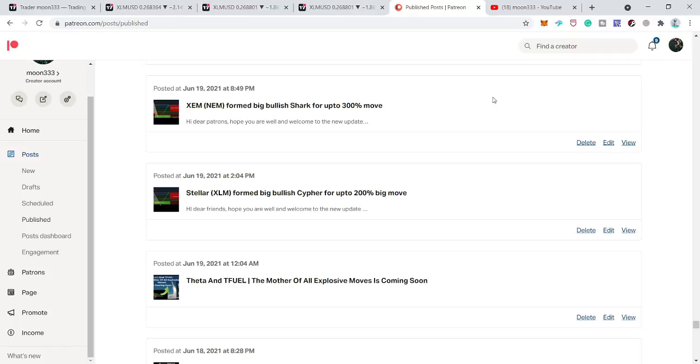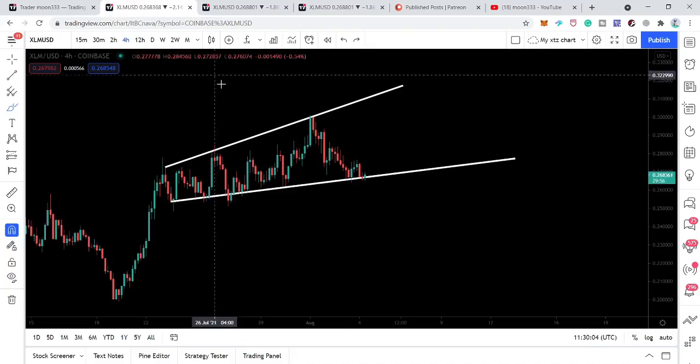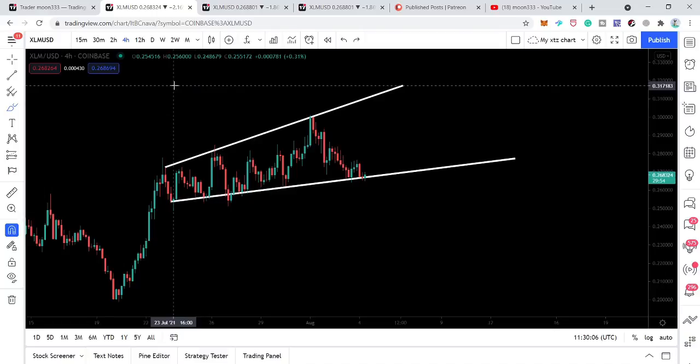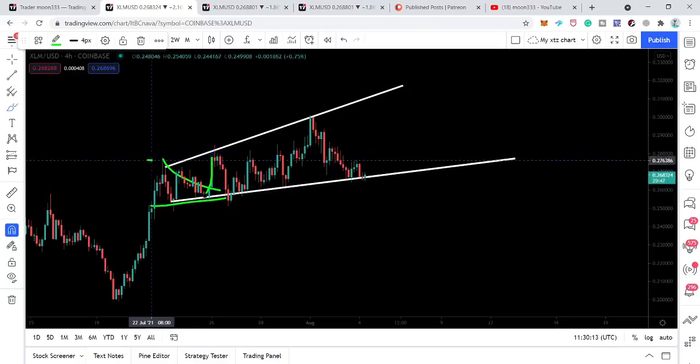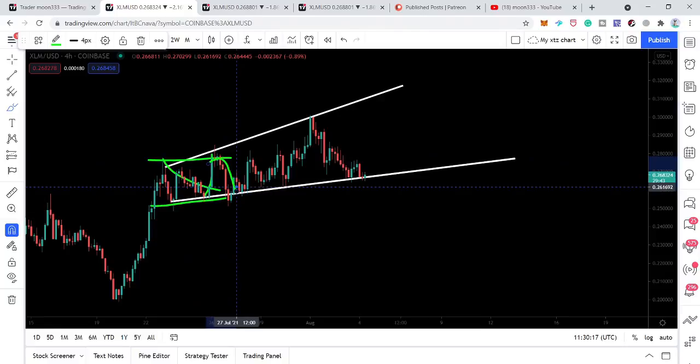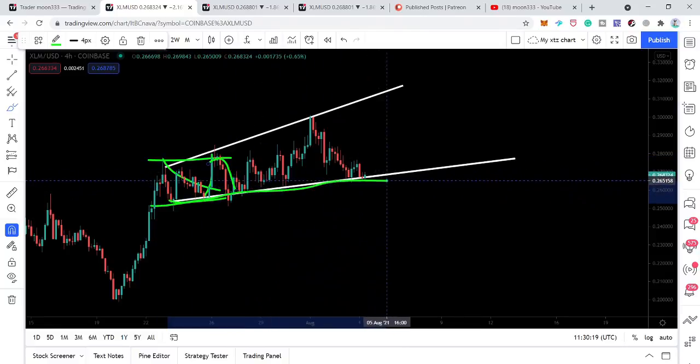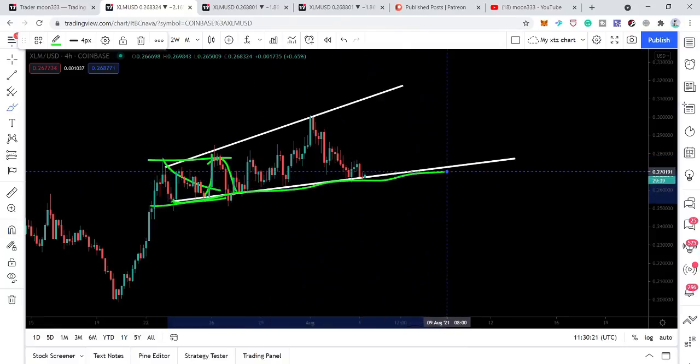Now let me show you this chart first. Previously we were watching the small time frame chart. The price action formed this triangle here, and after breaking out the resistance of the triangle, hit the target of this triangle and moved down back. And here it has also formed an uptrend line support as well.